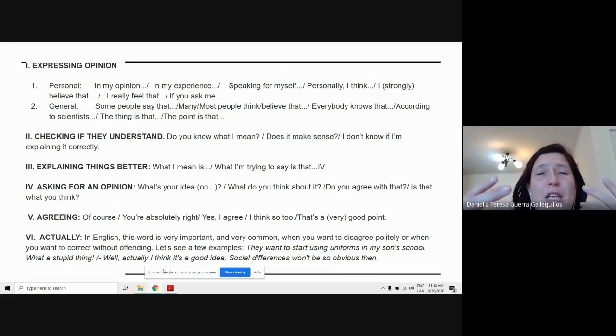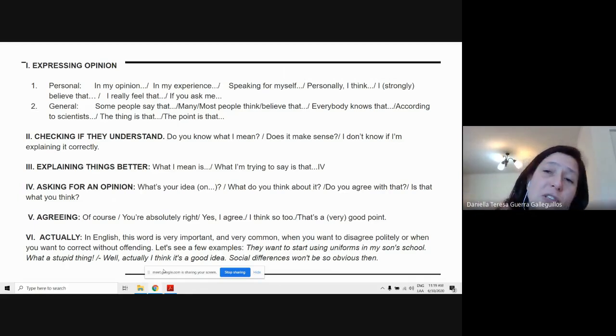When you express opinion, you can talk about your personal opinion or general opinion. If it is personal, the typical ones are, in my opinion, right? You can also say, in my experience, or based on my experience. Speaking for myself is a more formal one. So if you are in a meeting, in a bank, for example, or in a business, you say, speaking for myself, and it sounds more professional.